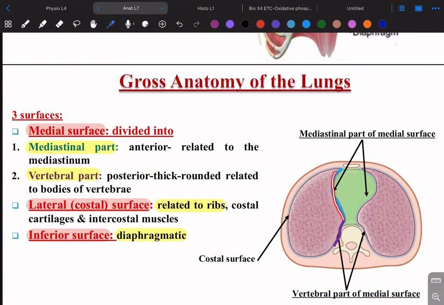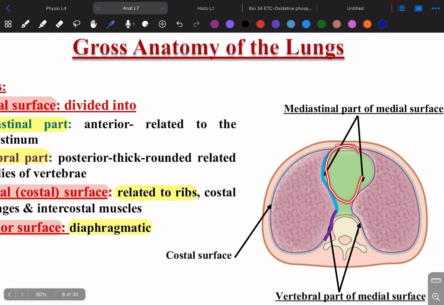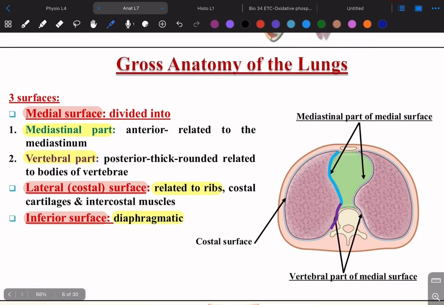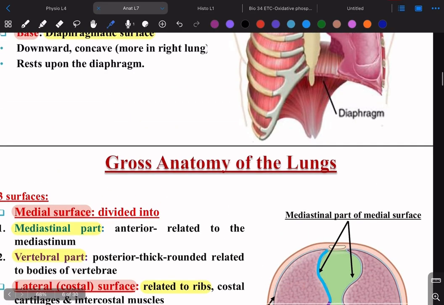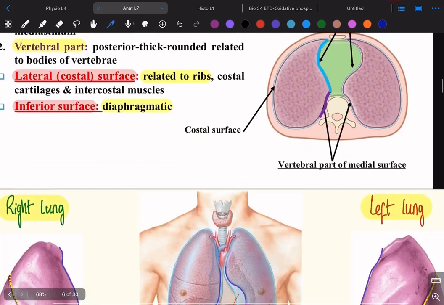Then the medial surface is going to be divided into two parts. We just mentioned the mediastinum here at the top, right? So the first part is going to be related to the mediastinum, so we're going to call it the mediastinal part, which is part of the medial surface of the lung. The second part is going to be related to the vertebra, so we're going to call it the vertebral part of the medial surface, okay? So the medial surface is divided into two parts, the mediastinal part and the vertebral part. The lateral is related to the ribs and the inferior is related to the diaphragm, okay?